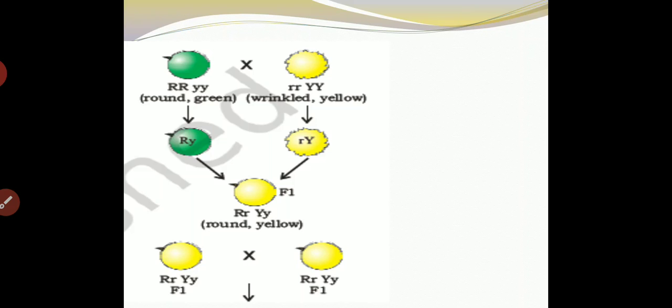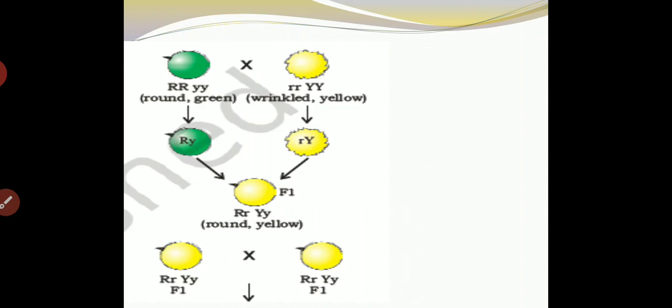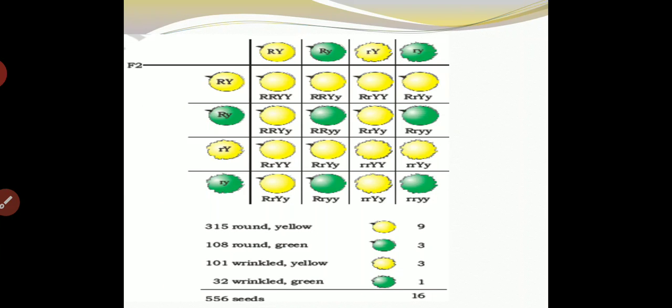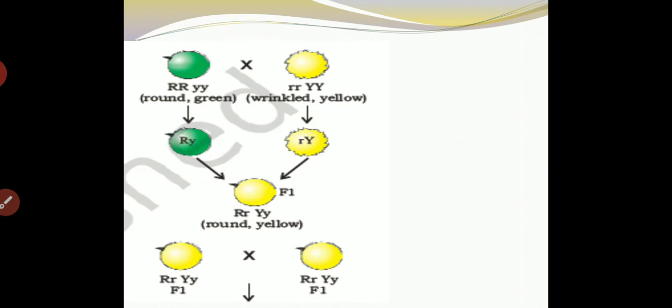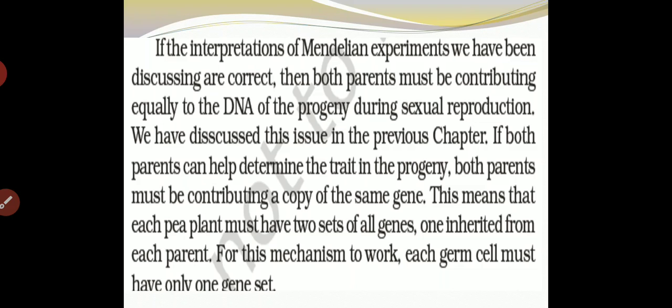In the same way, capital R and small r and capital Y and small y, both of them interact with F1 and F1, so the possibility will be this. You can see this here: 315 round and yellow. So a total of 556 seeds will be there. The probability of getting a new trait will be this.